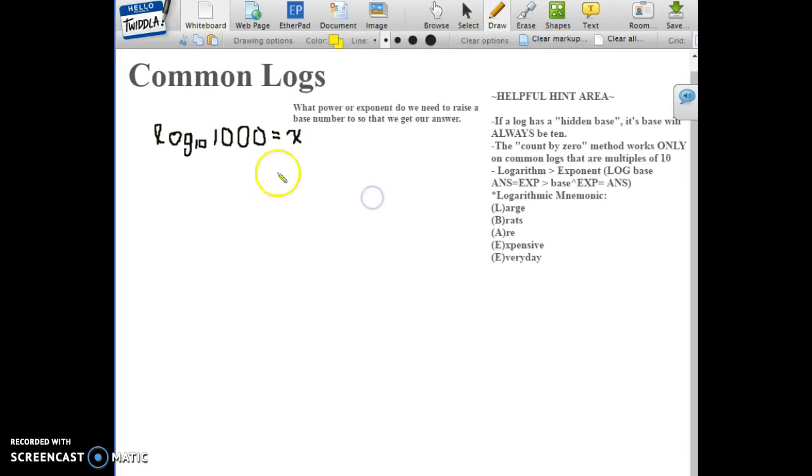Now I'll show you the parts of a logarithm. This is the answer. This is the exponent. And here we have our base.